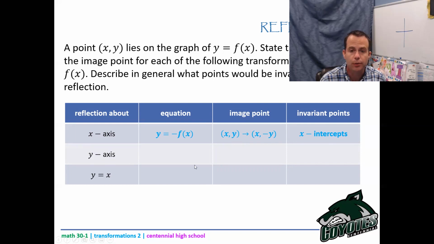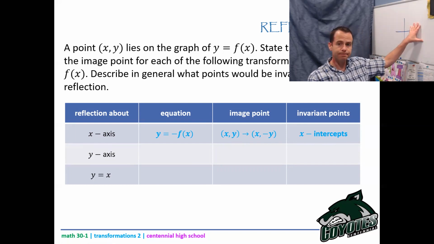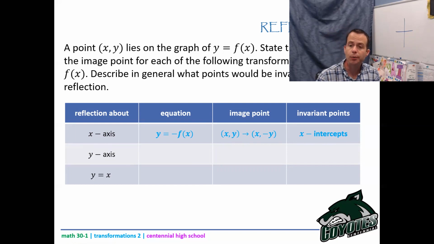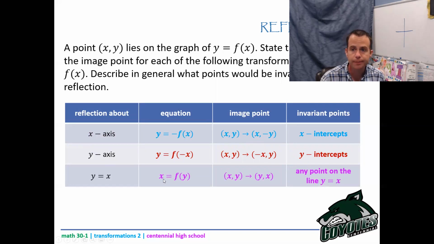And the invariant points would be located on the x-intercepts. Now the y-axis: if I reflect about the y-axis, that's a horizontal reflection. My equation would be, I'm replacing x with -x, so that'd be y = f(-x). The image point would be (x, y) maps to (-x, y), and the invariant points would lie on the y-intercepts. Then for y = x, the equation is x = f(y). My image point is (x, y) maps to (y, x), and the invariant points would be any point that actually lies on that line, which is the line y = x.